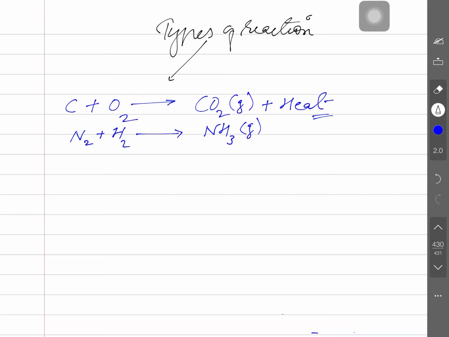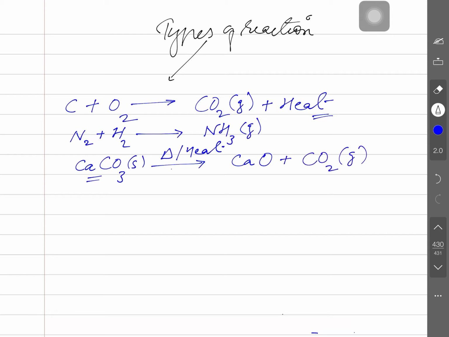Some more reactions we are discussing. Calcium carbonate, this is called limestone, when it is heated. So the symbol of heat we are giving here; you can also write down heat like that. Clear? Now it is split into calcium oxide, and carbon dioxide will be released. So here heat is used, and sometimes heat used is to be written like that, because it's an endothermic reaction.